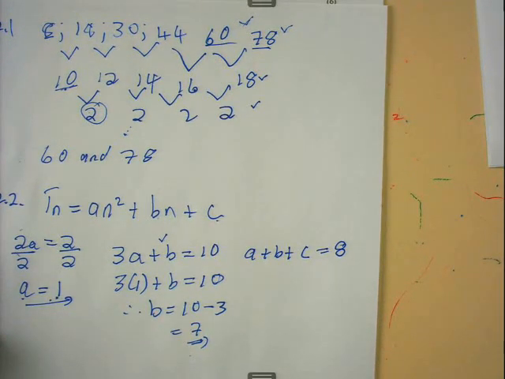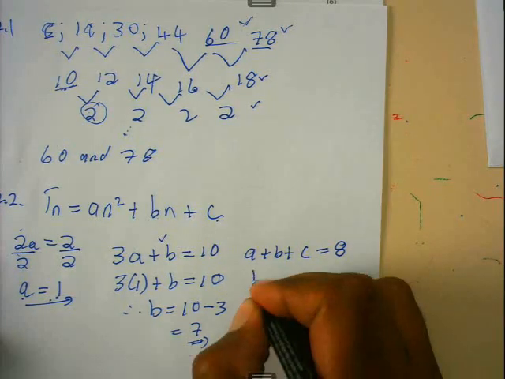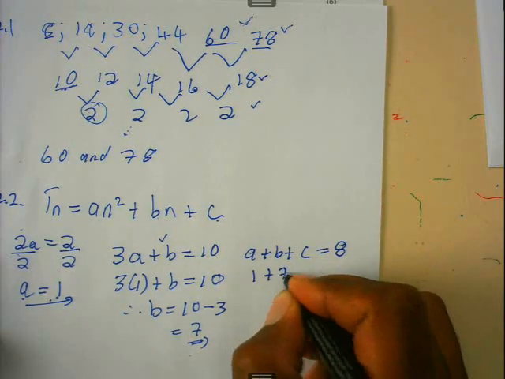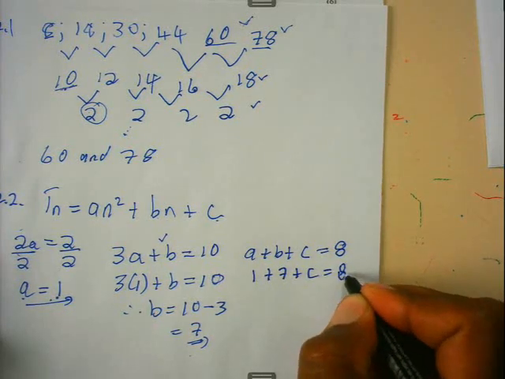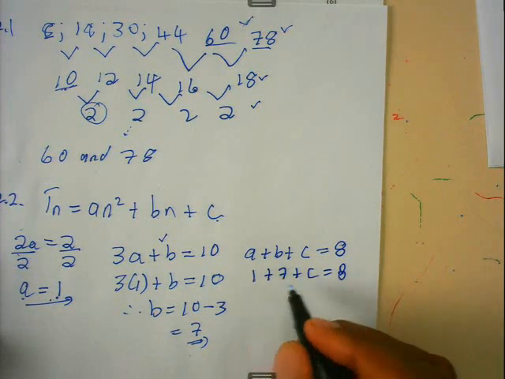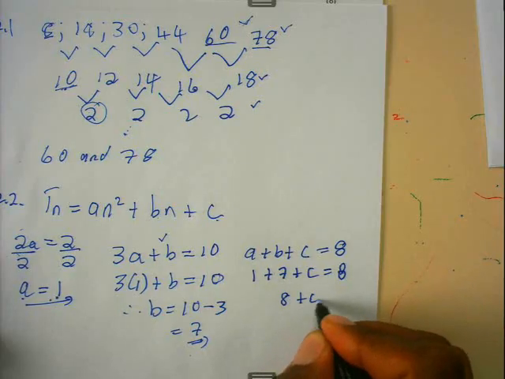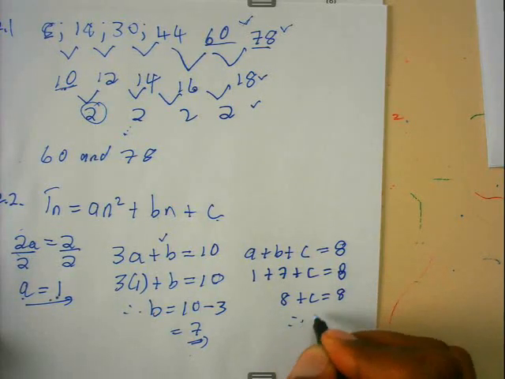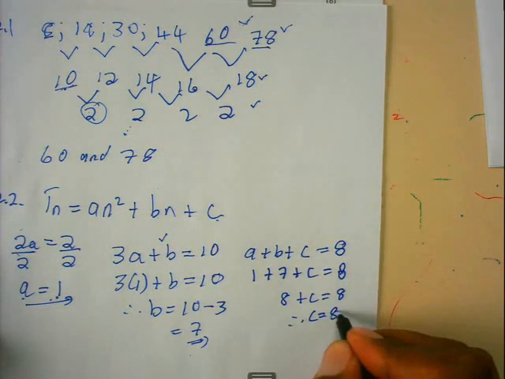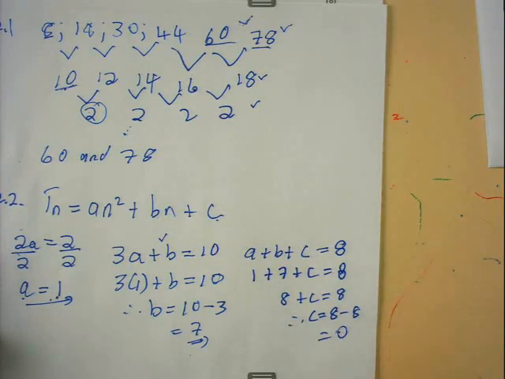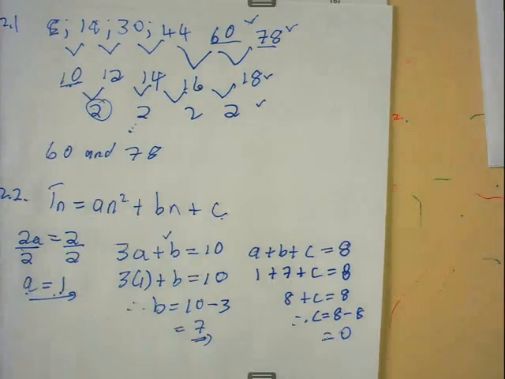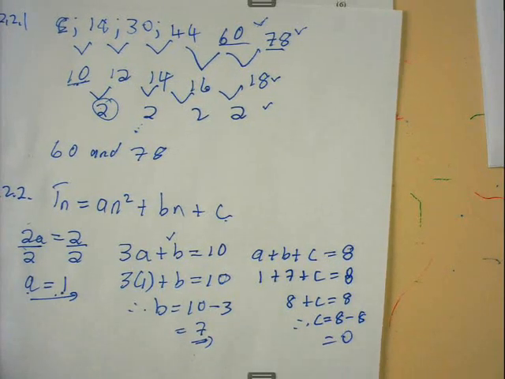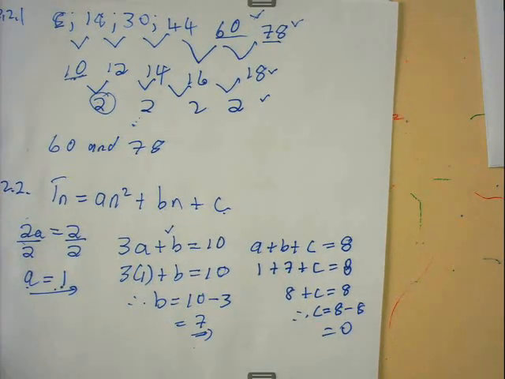Right, now immediately after that, you can say the value of a is 1, the value of b is 7, and plus c is equal to 8. And now immediately after this, you can say 1 plus 7 is 8, plus c is equal to 8. Therefore, c is equal to 8 minus 8, which is equal to 0. Now you can see you have the value of a, the value of b, as well as the value of c.